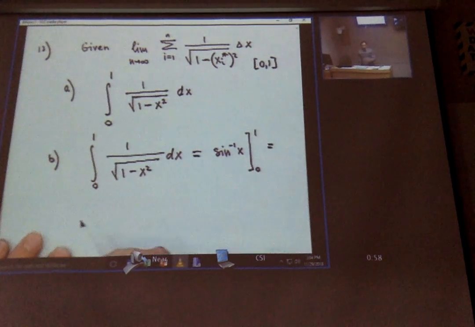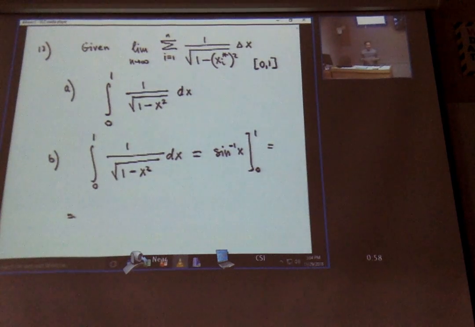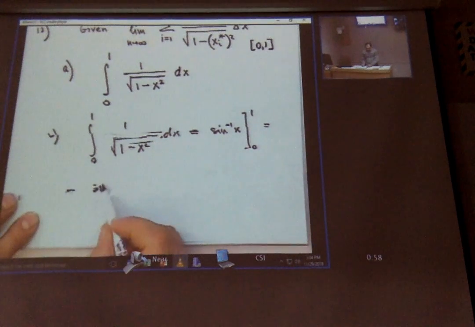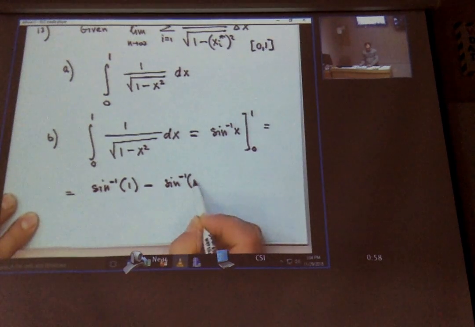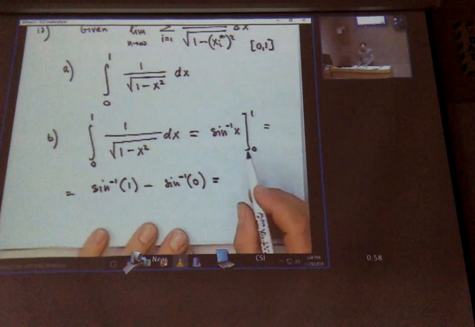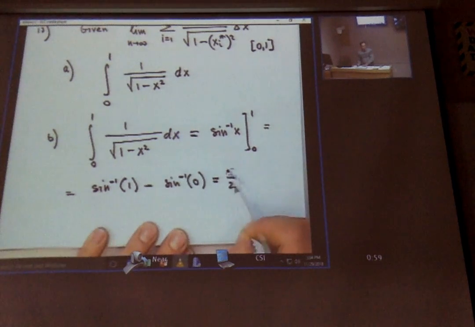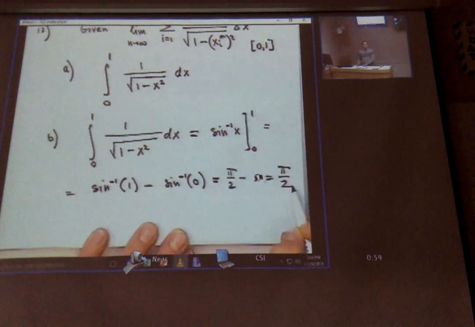So again, the first question is just to set up. The second one is actually to find the area, or find the integral using an antiderivative. So no limit and all that stuff. So we have inverse sine of 1 minus inverse sine of 0. So what do you get? Pi over 2, right? Inverse sine of 1 is pi over 2, and inverse sine of 0 is 0. So overall we get pi over 2. So we're going to stop right here.